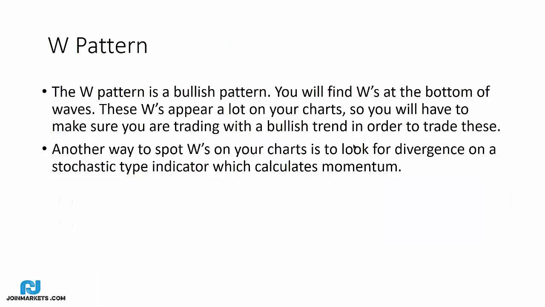W pattern. The W pattern is a bullish pattern. You'll find W's at the bottom of waves. These W's appear a lot on your chart, so you'll have to make sure you're trading with a bullish trend in order to trade these.